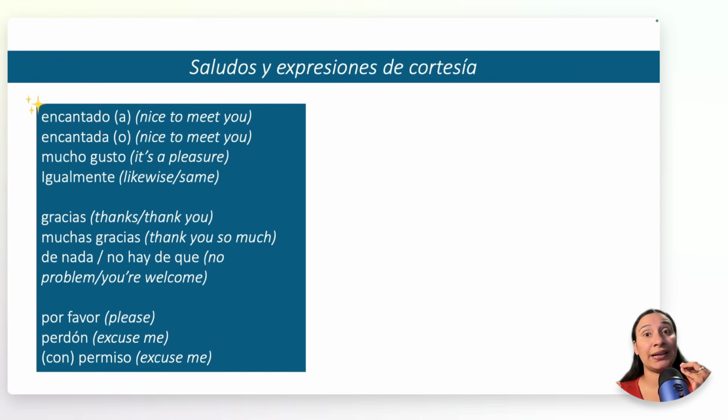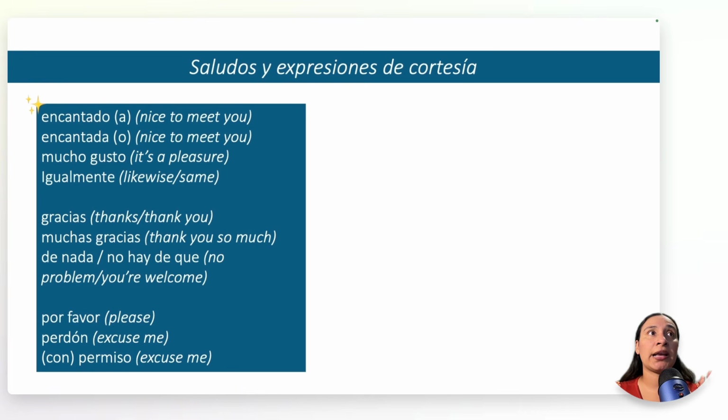In this blue box, we have encantado, and then you change that O for an A if you are a female speaker, you say encantada, and that means nice to meet you. Okay, nice to meet you. Encantado, encantada. You can also say mucho gusto, and that means it's a pleasure. Or when the person says mucho gusto, instead of saying mucho gusto, you can say igualmente. Okay? Igualmente, likewise, same. We also have a polite way to mention that you are grateful for something: gracias, or you can also say muchas gracias. Gracias, thanks or thank you. Muchas gracias, thank you so much.